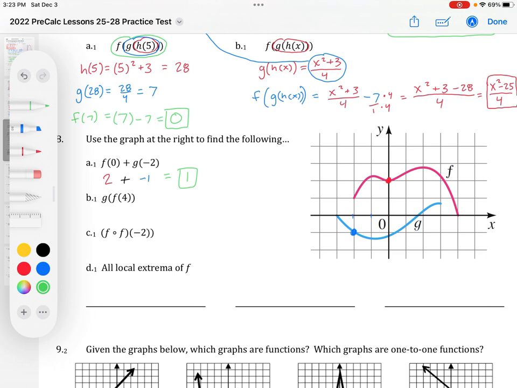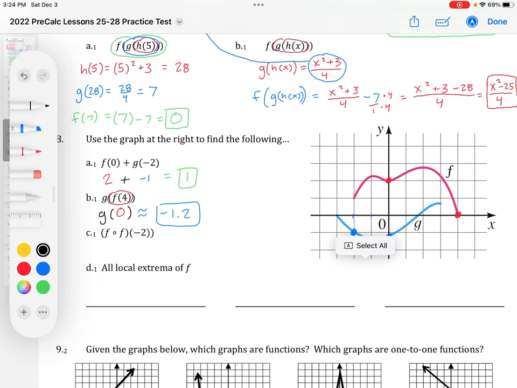All right, in part B, we're going to find g of f of 4. So just like before, we're going to start from the inside out. We're going to go to f of 4, which is right here, and that has a value of 0. So now we're going to find g of 0. So now we go to our g function, go to 0, and I go down, and that has a value of about, so I'm going to change this to approximately equal to, it's not exactly, and I'm going to say negative 1.2.